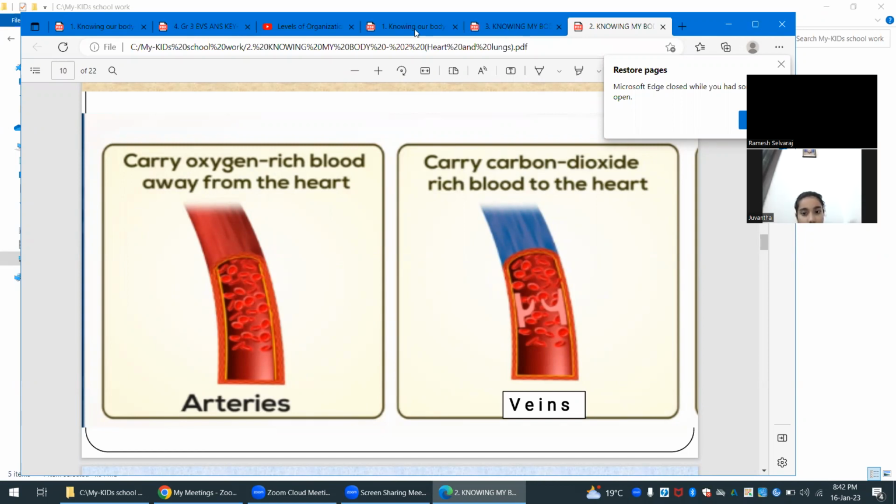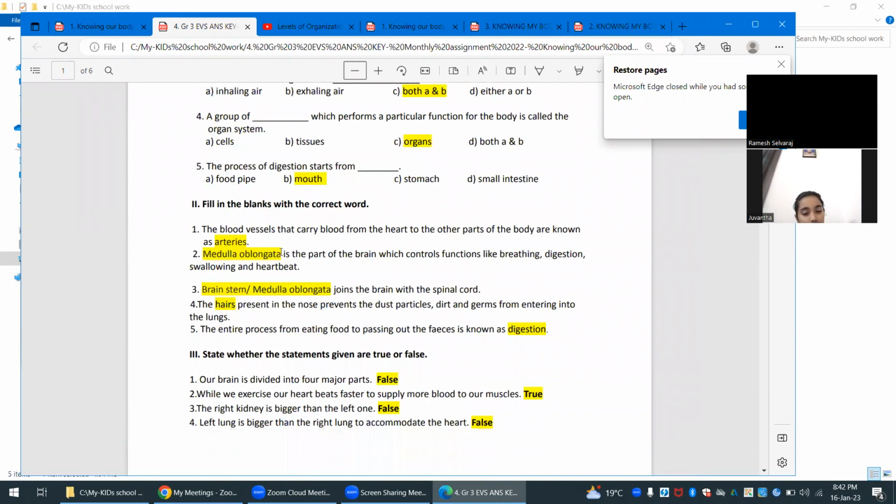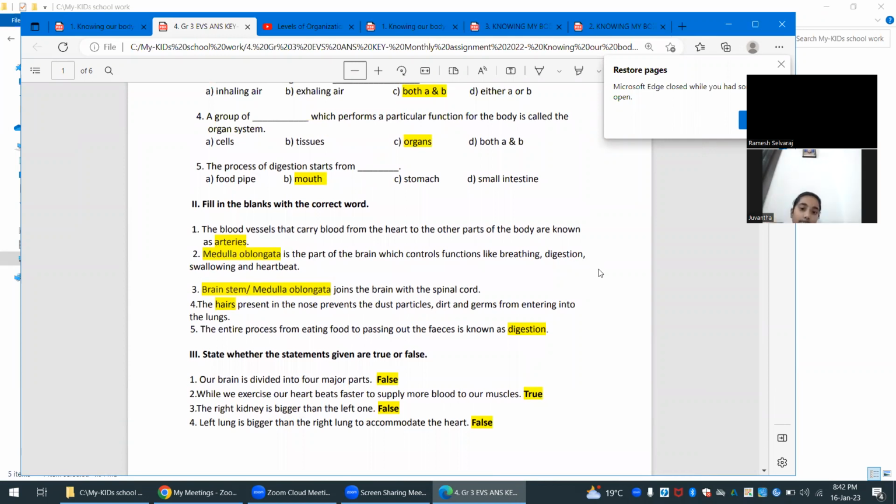Then let's see next. Medulla oblongata is the part of the brain which controls functions like breathing, digestion, and heart rate. That you have seen, right? Okay. The brainstem, medulla oblongata, joins the brain with the spinal cord. Okay. Yeah, this is important.